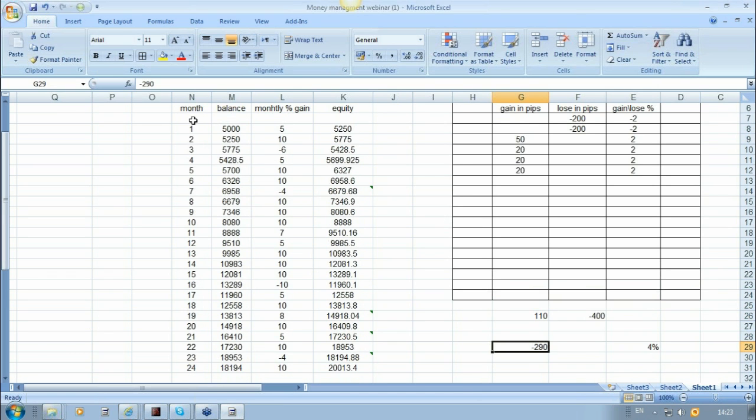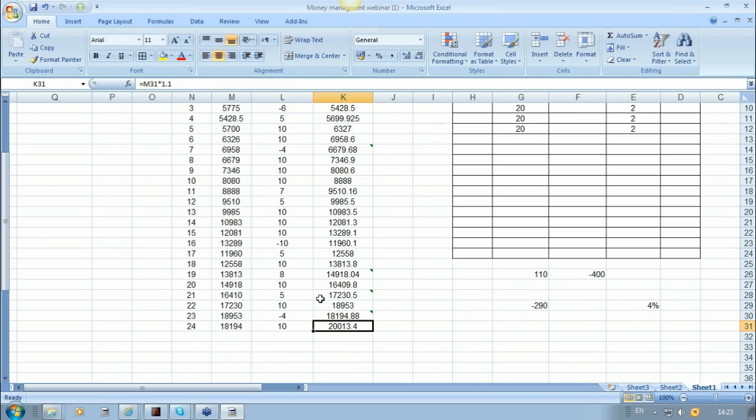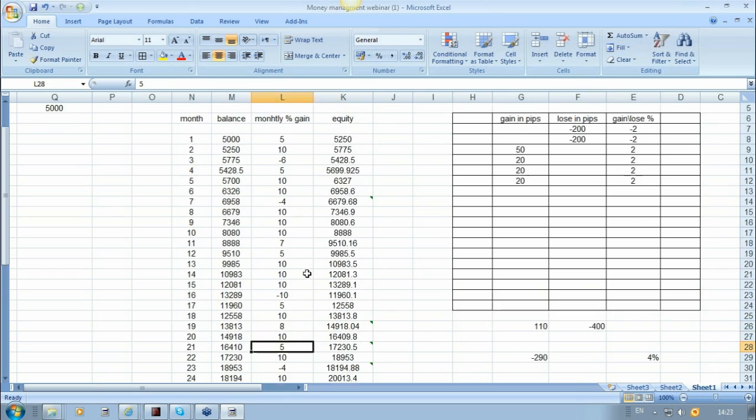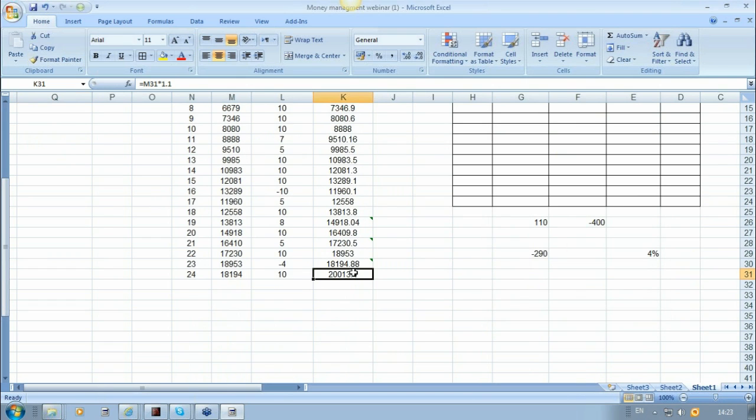Now here you can find the continuing for another year with some losses during the year, okay? And pay attention that after 2 years with losses on the way, with small months with profits on the way, I have from 5K, I have 20K.